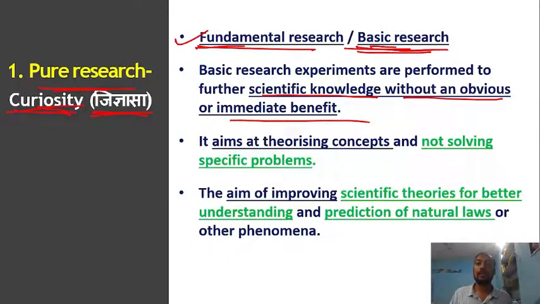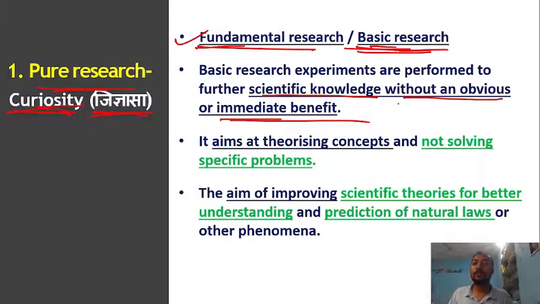For example, you are understanding any theory, like the law of gravity or the law of attraction. This is one kind of theory. You are studying that. It may not have any immediate benefit. It takes a long time. Maybe after 100 years that benefit will come, or you may develop some other new theory. So it's called pure research.